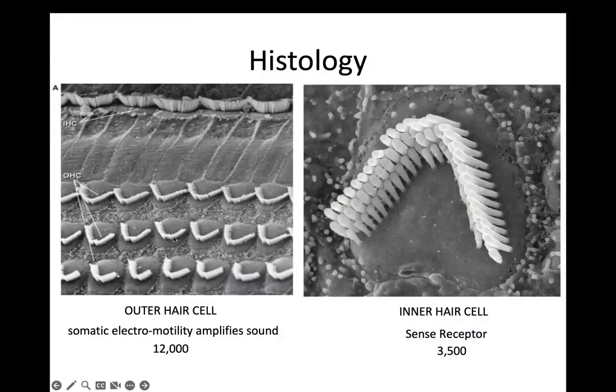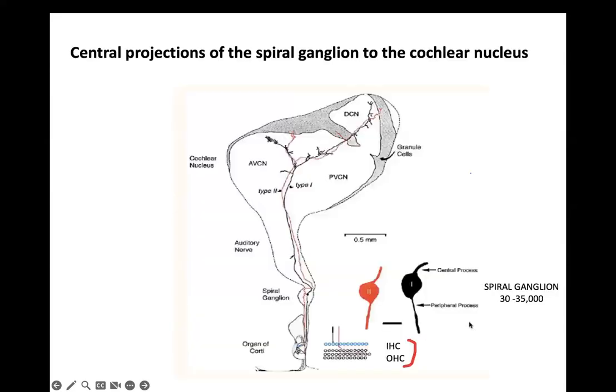You can see these are the three rows that I was talking about of the outer hair cells, and then this is the inner hair cell, okay? You can see multiple cells and they're all arranged in one row. Okay, outer hair cells are for amplifying sound. Inner hair cells, they have sense receptors, they pick up the sounds. This picture is low yield as well, okay?